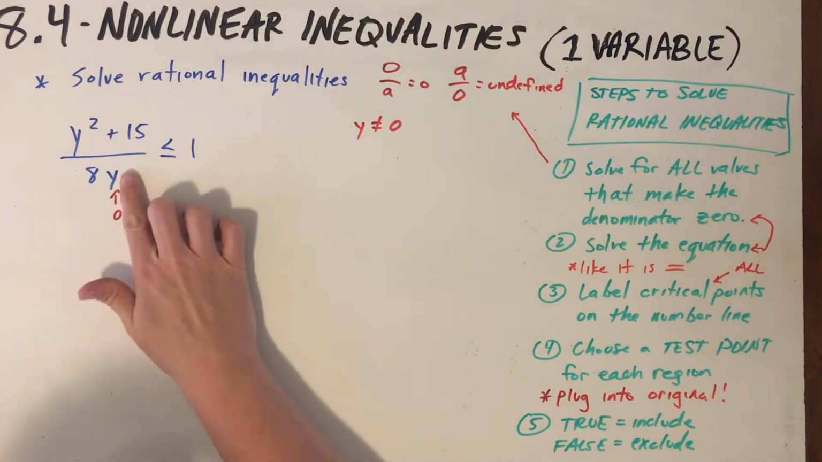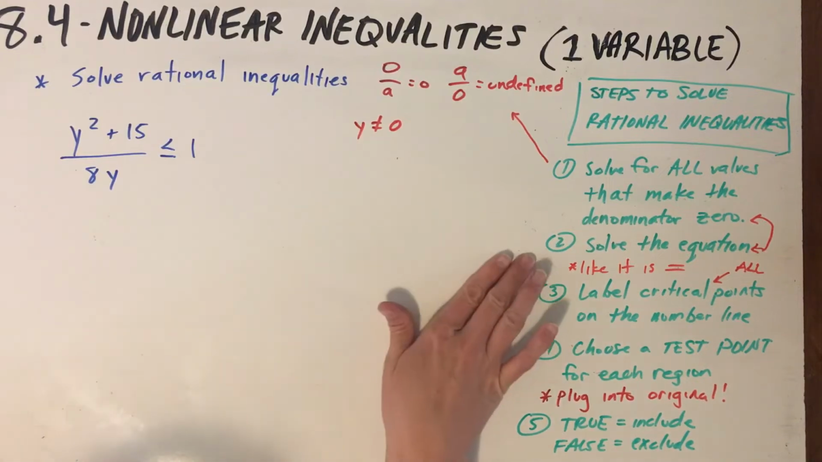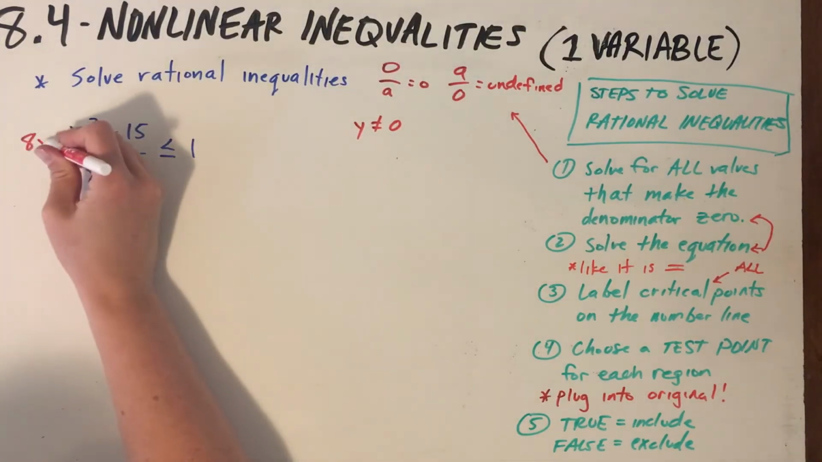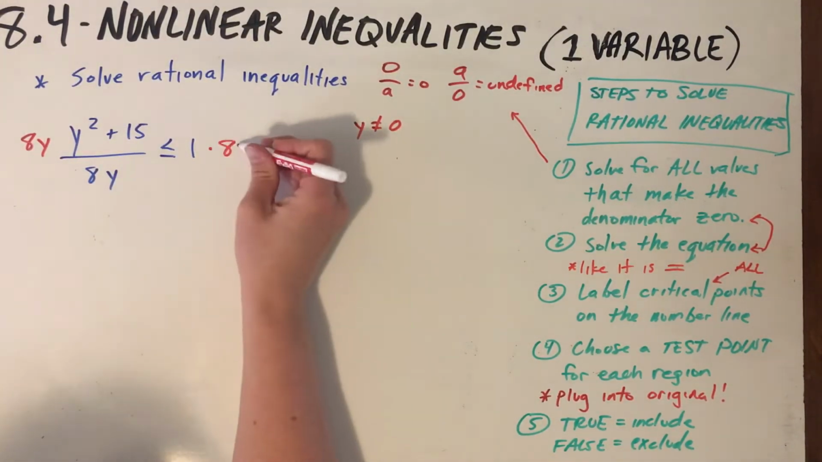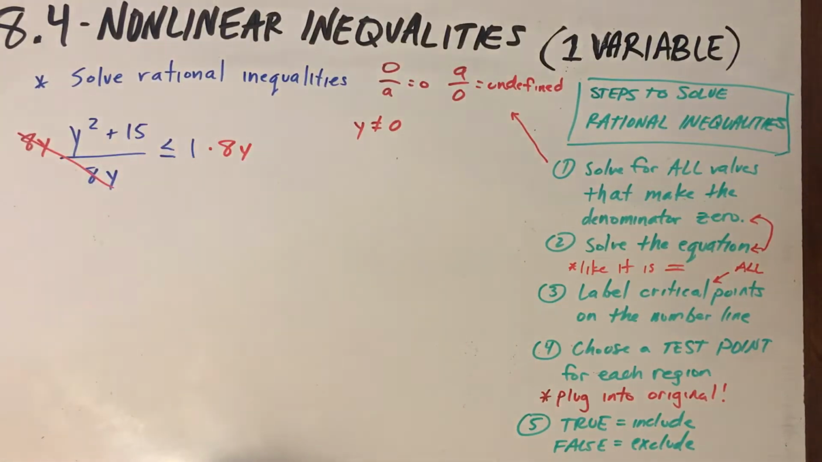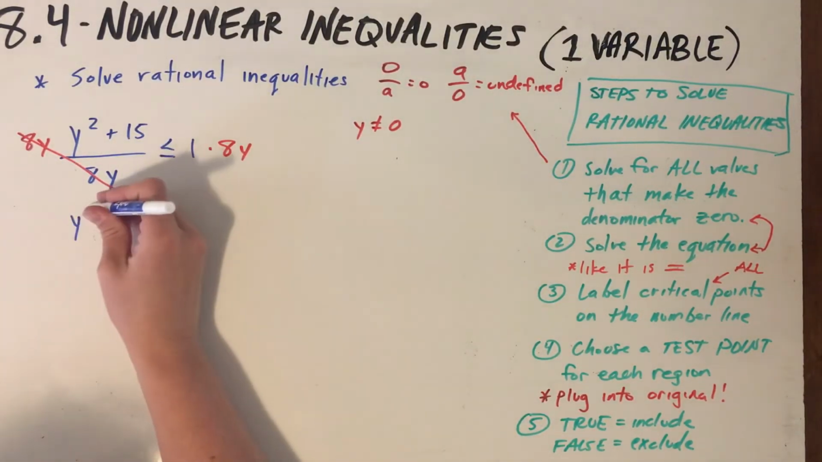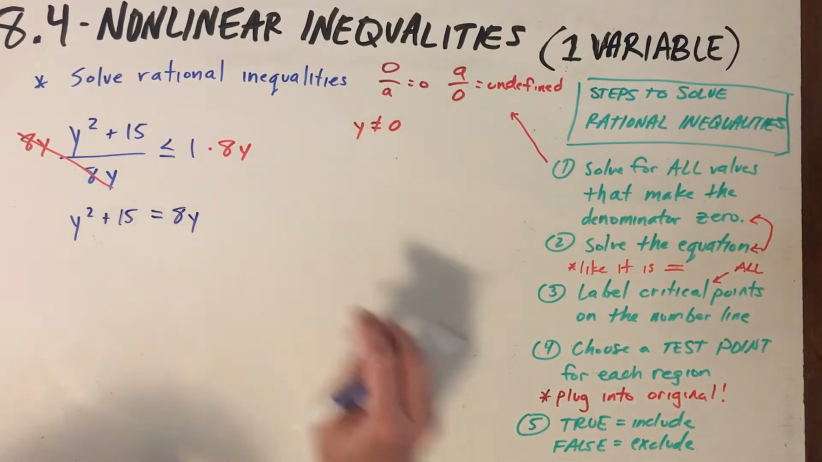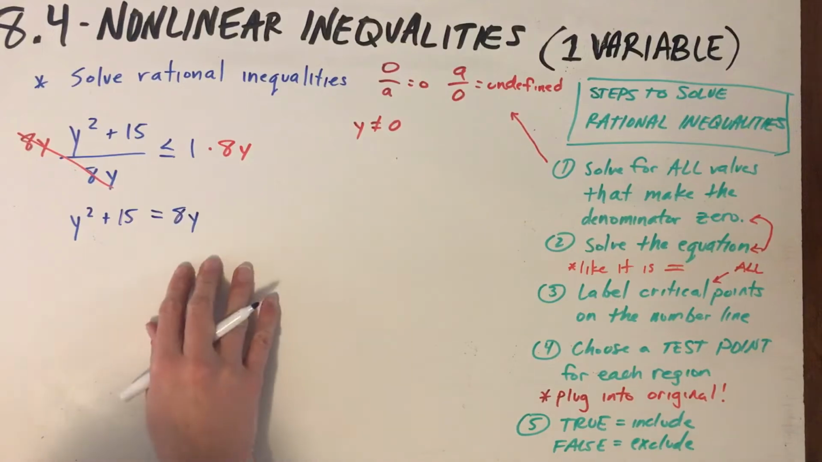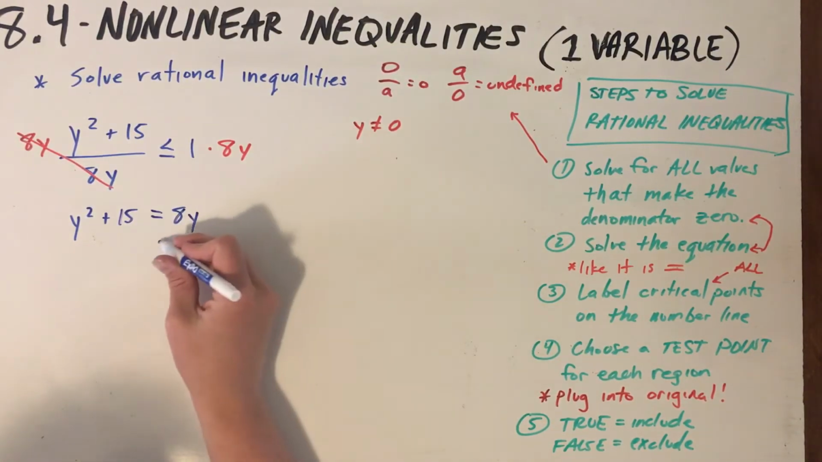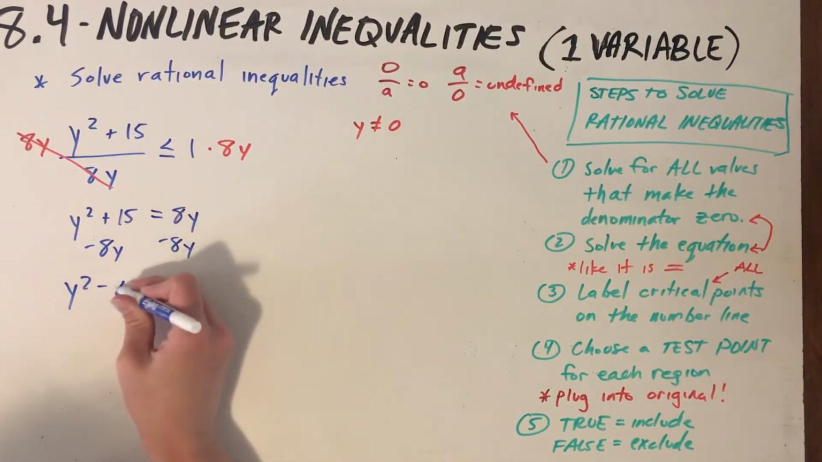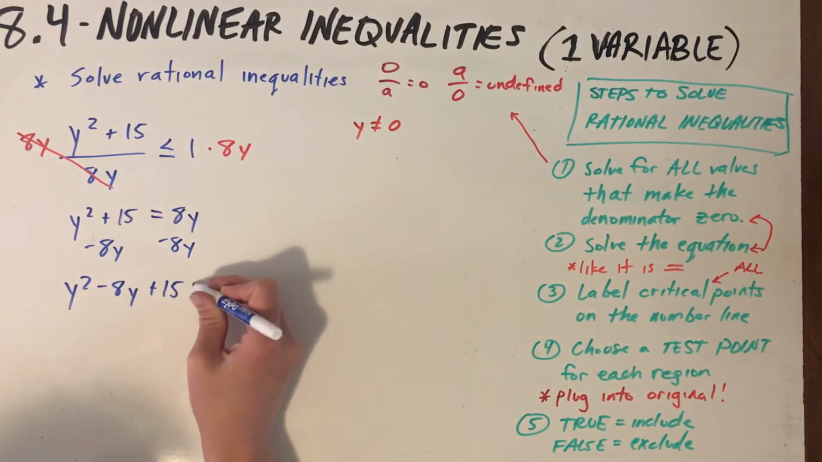All right, now I'm going to solve this inequality as if it says it's equal to. I'm going to do that by multiplying both sides by 8y. When I do that, these 8y's cancel, and I will just have y squared plus 15. And again, I'm just going to treat it like it's equal to, because when we use our test points, we plug them back into the original, so it doesn't matter what this sign is. I want to subtract 8y from both sides. We get y squared minus 8y plus 15 is equal to 0.